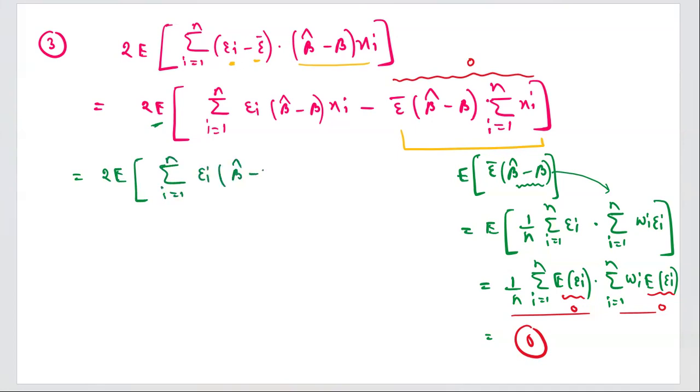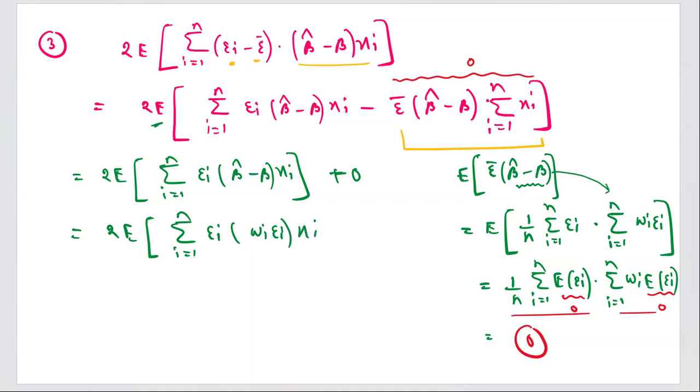Epsilon i, then you have beta cap minus beta into x. And the rest of the thing is 0. Okay. Now 2 into expectation. Now see, again, beta cap minus beta is wi epsilon i. Since the summation is here previously, you don't need to write that again. So this is wi epsilon i, and then you have an xi. So 2 into expectation, this will be summation i from 1 to n epsilon i square, and then you have wi and xi.